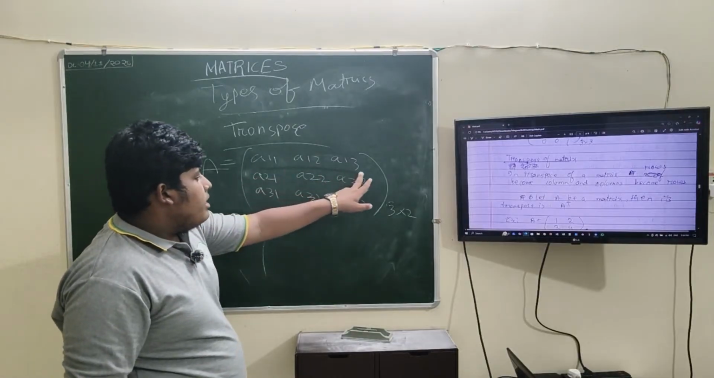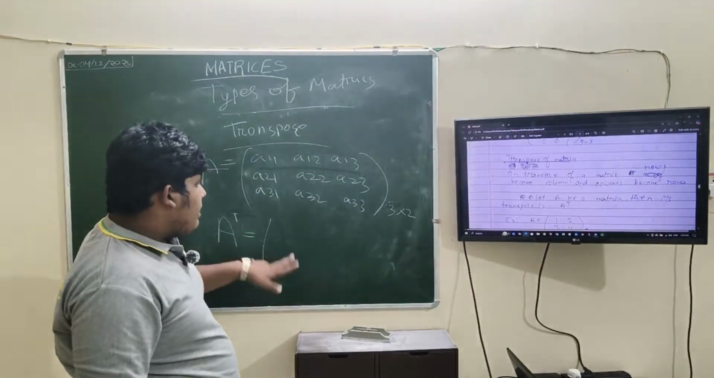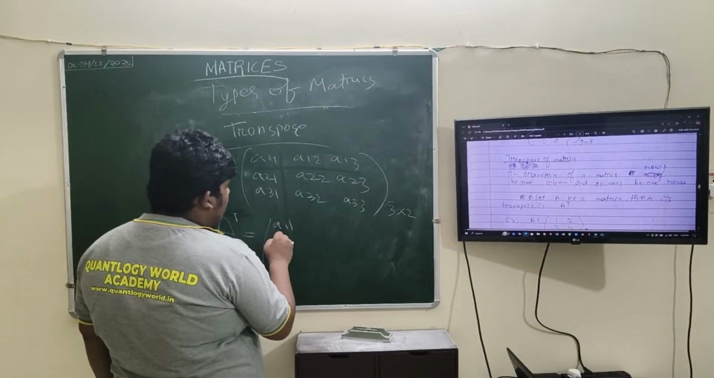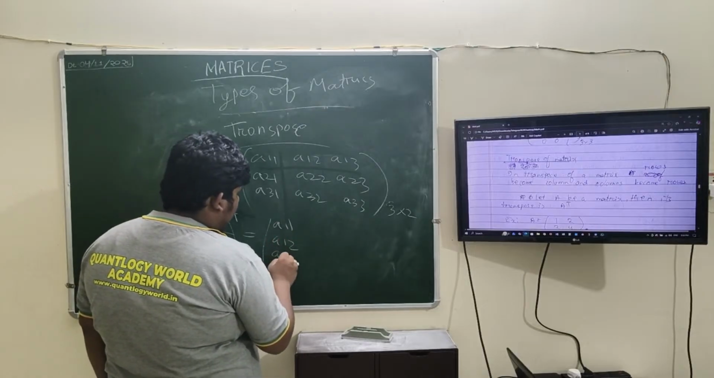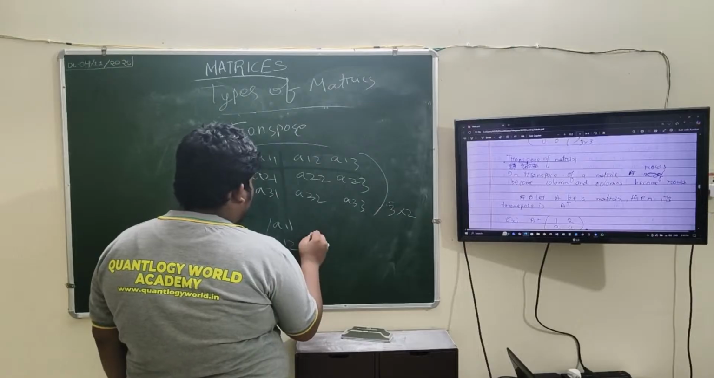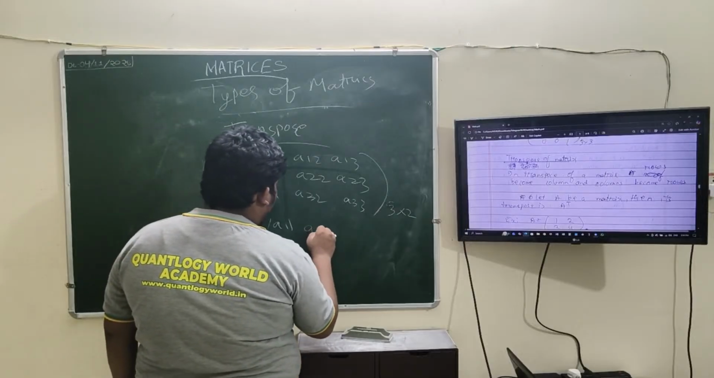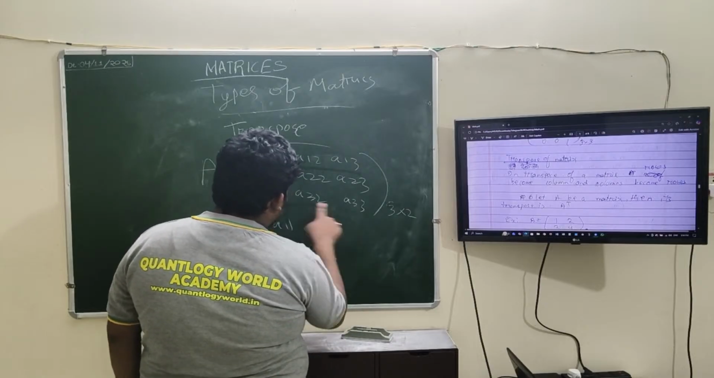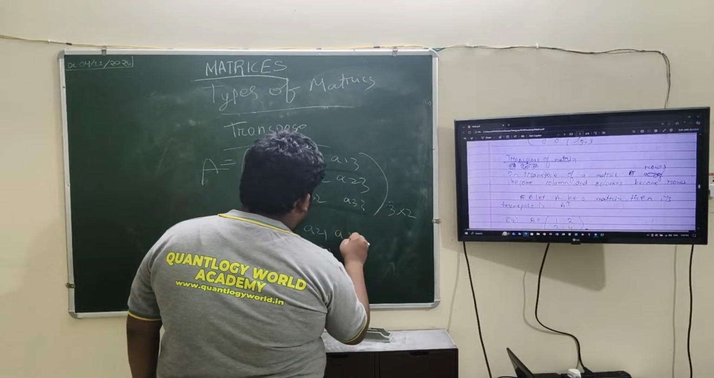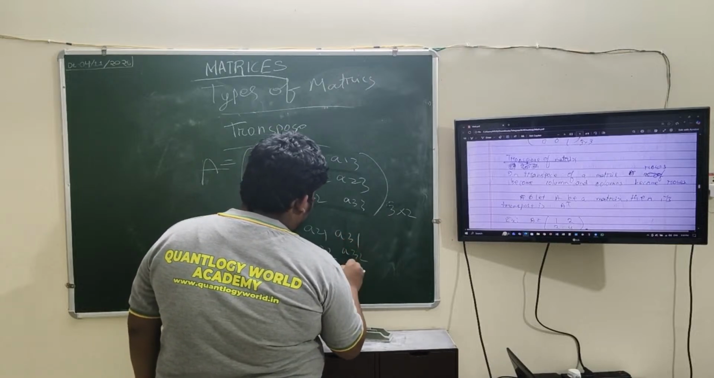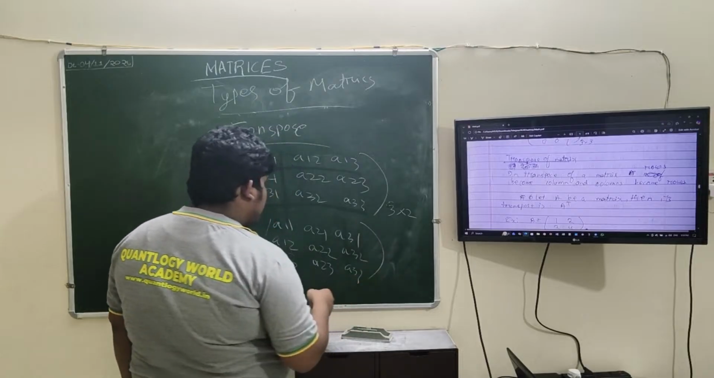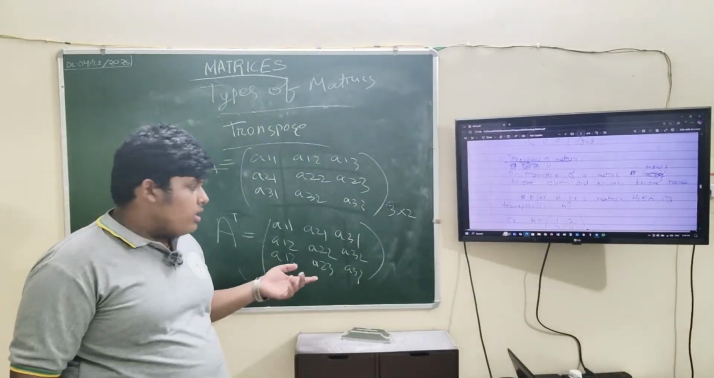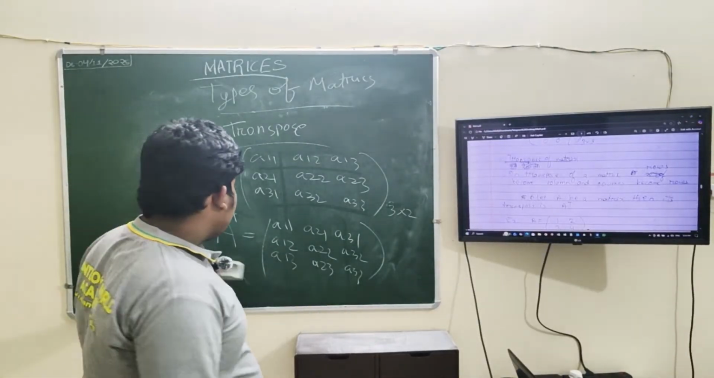The elements in a row will become the elements of a column, and the elements of a column become the elements of a row. First we'll write A11, A12, A13. Then the second row will become the second column: A21, A22, A23. Then the third row will become the third column: A31, A32, A33. This is the general form of a transpose matrix, where the number of rows becomes the number of columns and the number of columns becomes the number of rows.